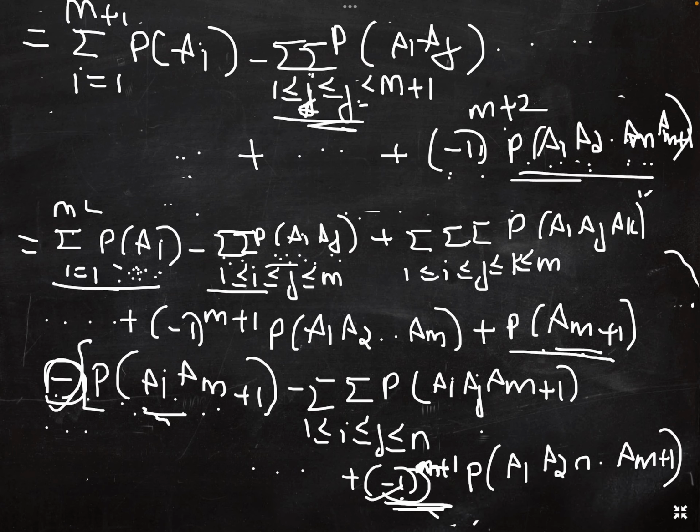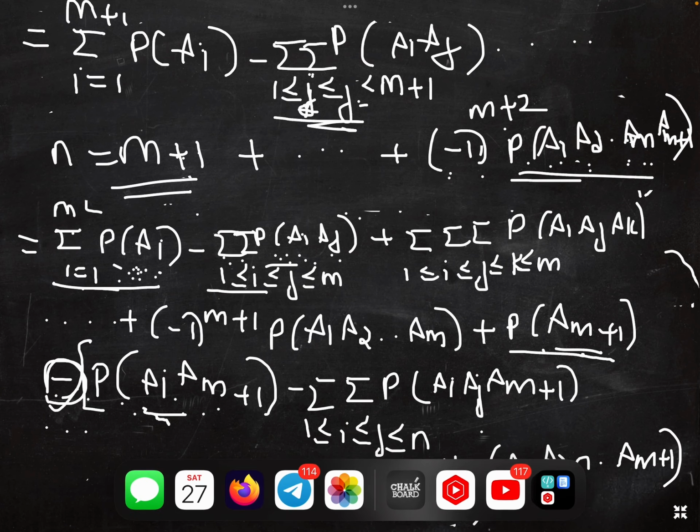Okay, this is the proof. This theorem is true for n equals m plus 1. So if it is true for n equals m, and we have already proved the theorem for n equals 2, then by the principle of mathematical induction, the theorem is true for any positive integer n greater than or equal to 2.